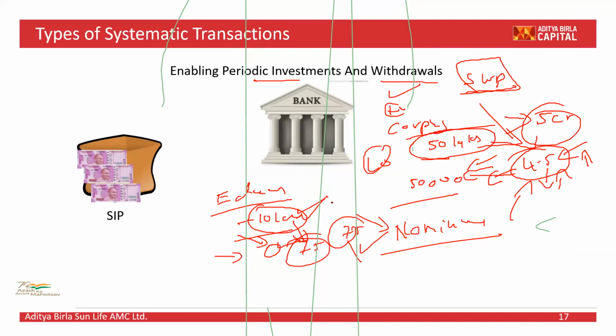This is the best example of systematic withdrawal, wherein you have created the corpus for the purpose. When the purpose comes before you, withdraw only that much what is required. Balance, let it remain. Withdraw only to the extent what is required. That's what you have to keep in mind, so that will always help you to manage your finances well.